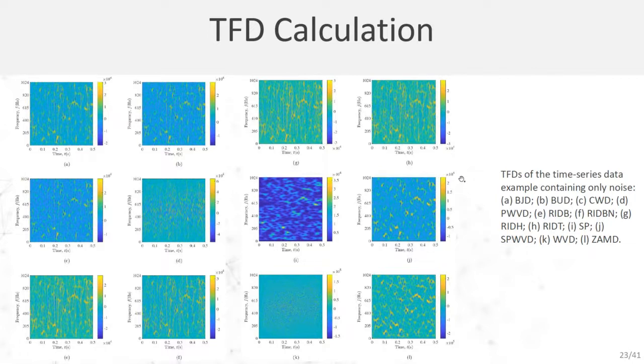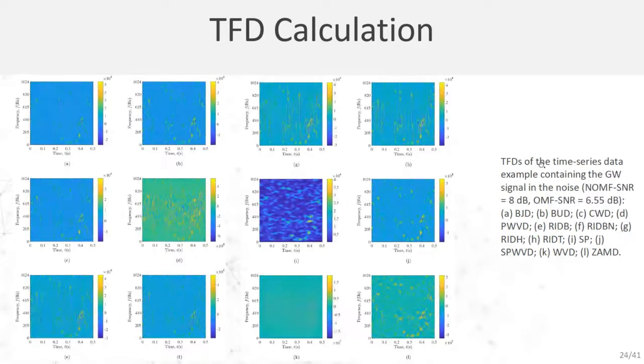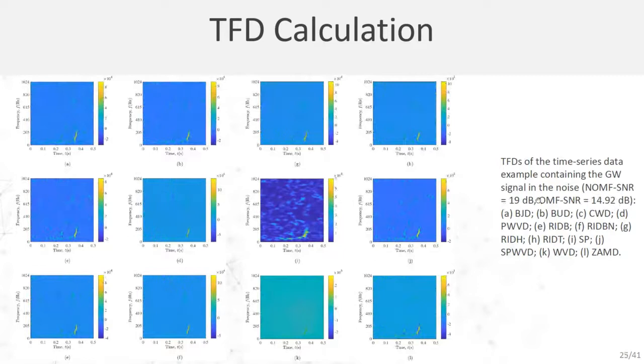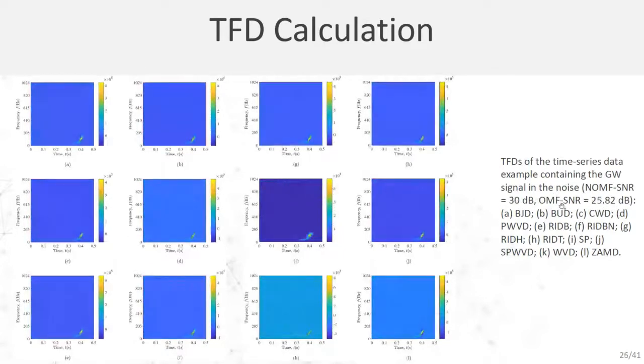So here we can see the TFD for data example containing only noise. Here are TFDs for the data example with the SNR of 6.55 decibels. These are for the SNR of 14.92 decibels, and this is for the SNR of 25.82 decibels.